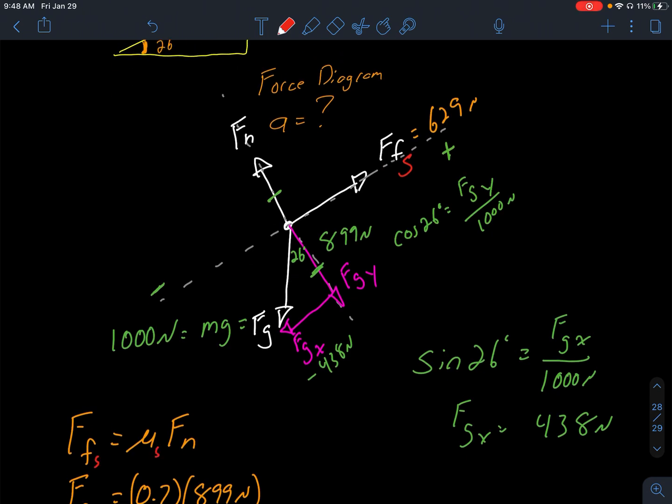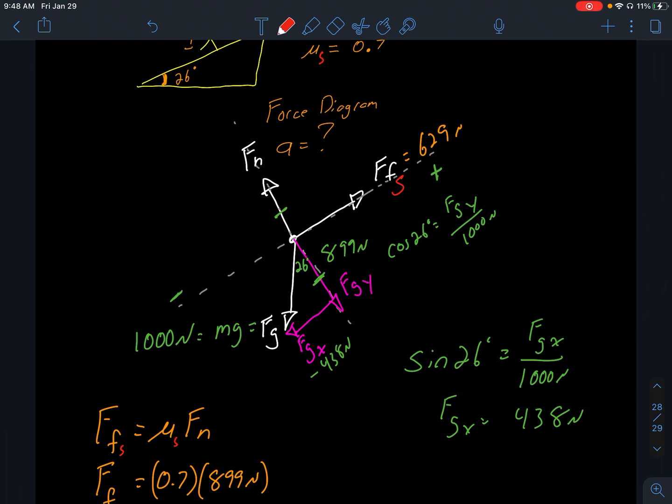So we were looking here to see if we're going to move. And we find out that the static can withstand up to 629 newtons. The way the angle is and the weight of the person is only 438, so he would be safe to stand on this hill without sliding. So the acceleration would be 0.